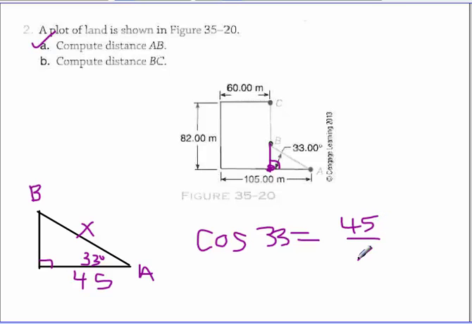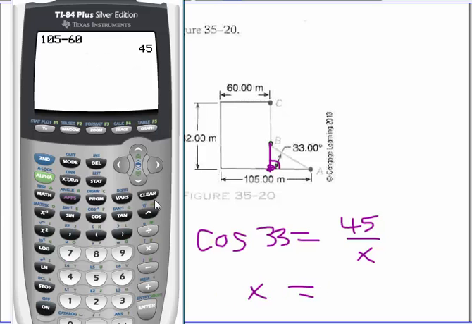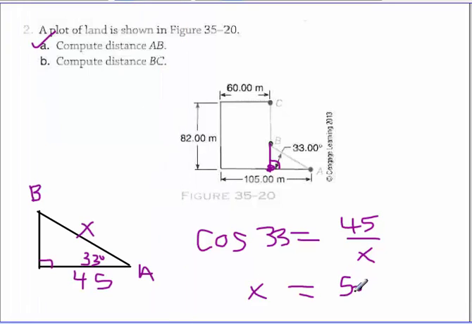Again, you can create a proportion, put a 1 underneath your trig function, cross multiply, or you could just do x is equal to this divided by that, and that's what I'm going to do in the calculator. So we put 45 divided by the cosine of 33, and we end up with 53.66. Why do I go to two places? Because there's two places in each of the sides in the problem, and I use the problem as my guide. So 53.66 is AB.